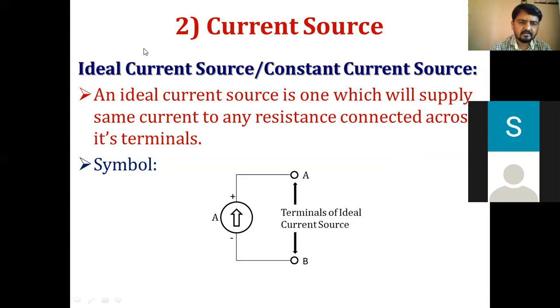Have you taken the heading? First one, in Roman numerals, write down I: ideal current source or constant current source. Take down the explanation: an ideal current source is one which will supply the same current to any resistance connected across its terminals.